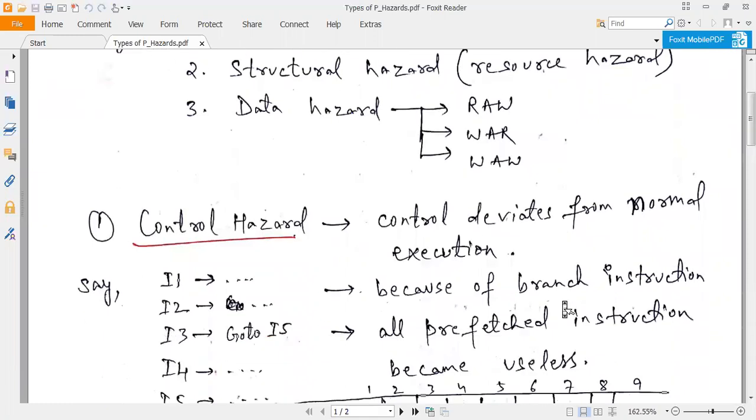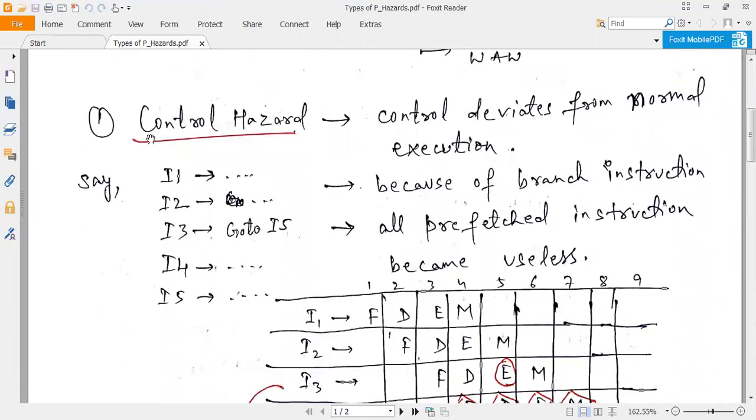So first, coming to the control hazard. By the term itself, control hazard means something is preventing the next instruction from getting executed because of control. So what is this? I have written here: control deviates from normal execution. That means the control is not moving as per my expectation, what is defined. This is because of the branch instruction.